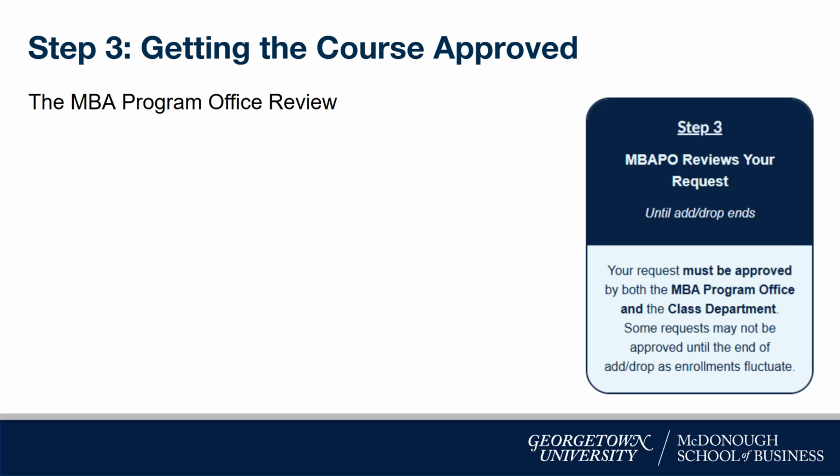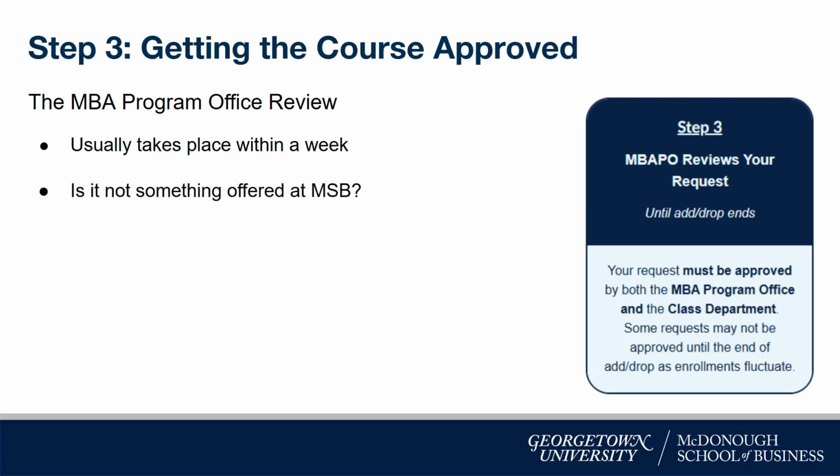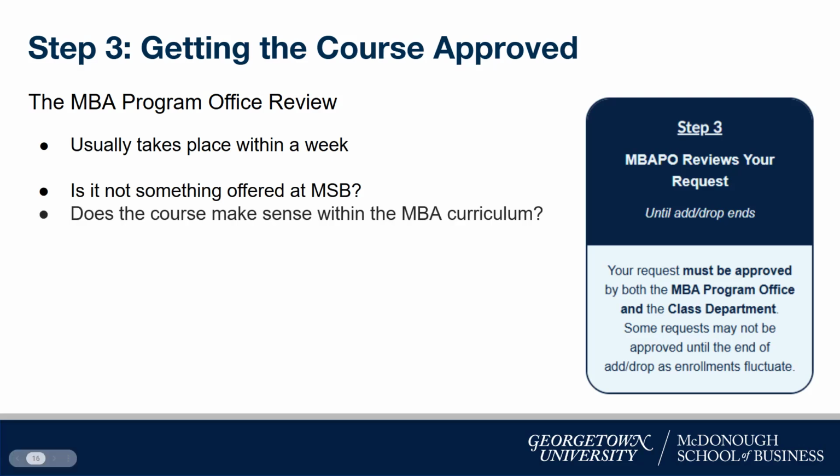Once your request form is submitted, the next step is the review and registration process. On the program office side of things, we typically review requests and get back to the student within 1 week. We review the course to ensure it is not something that is available through MSB, and that the course is relevant to an MBA degree, even if it's something you're particularly interested in, or it's relevant to your personal career. If it does not have business-related content, we cannot approve it.